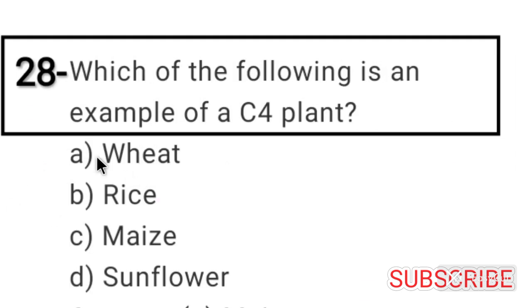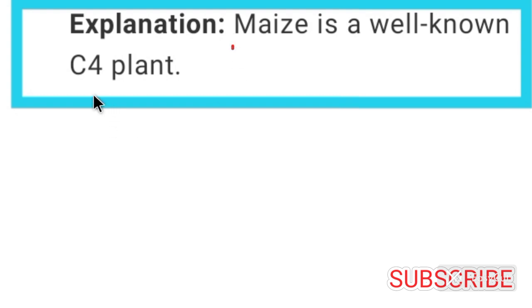क्वेश्चन नंबर 28. Which of the following is an example of a C4 plant? Answer is option C, maize is an example of a C4 plant. So maize is a well-known C4 plant.